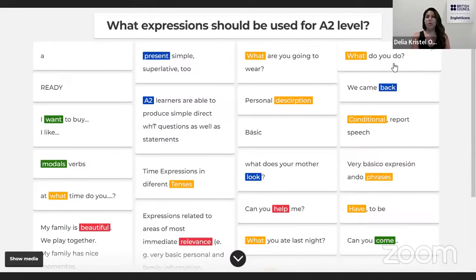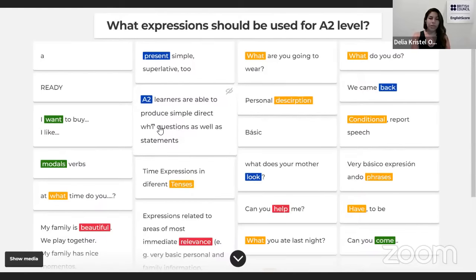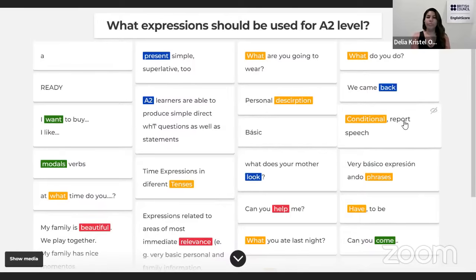Thank you very much. What do you do? Sorry. We came back. Personal description. For example, learners are able to produce simple, direct questions as well as statements. This is the description of the ability in level A2, right? Conditional, reported speech, that is grammar.